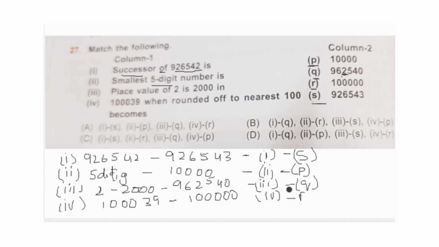Now we have to look for the sequence in the 4 options that we have that has S, P, Q, R. So if you see, option A has 1 mapped to S, 2 mapped to P, 3 mapped to Q, and 4 mapped to R, which is our correct answer.